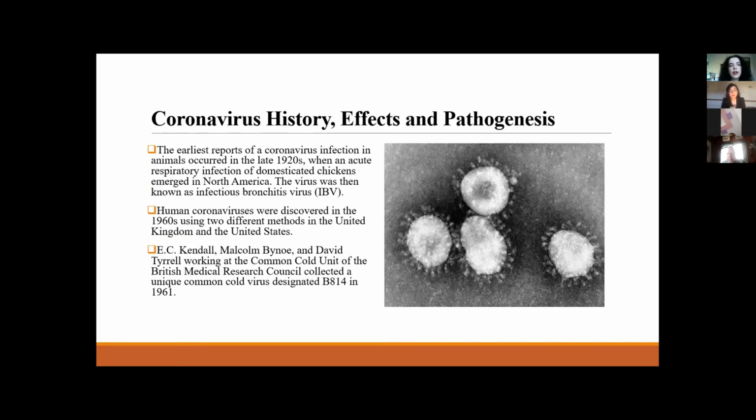Firstly, I will tell you about coronavirus history, effects, and pathogenesis. The reports of a coronavirus infection in animals occurred in the late 1920s when an acute respiratory infection of chickens emerged in North America. The virus was then known as infectious bronchitis virus. After, human coronaviruses were discovered in the 1960s using two different methods in the United Kingdom and the United States.